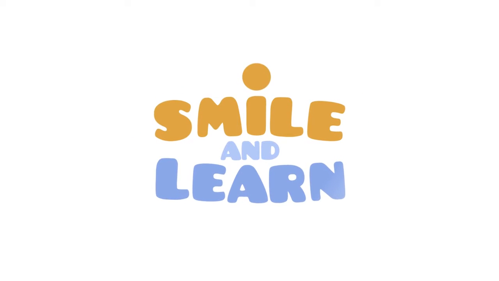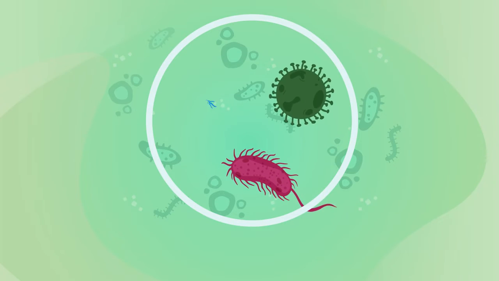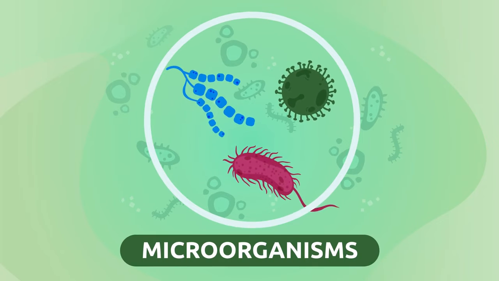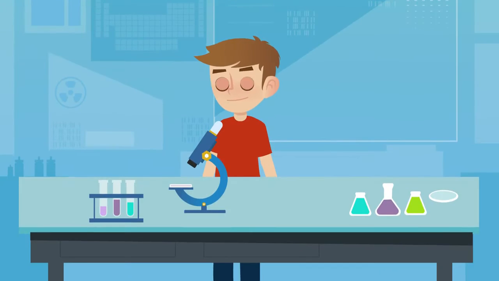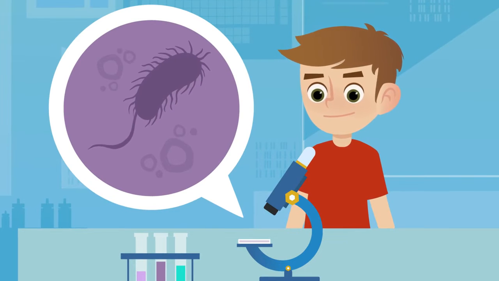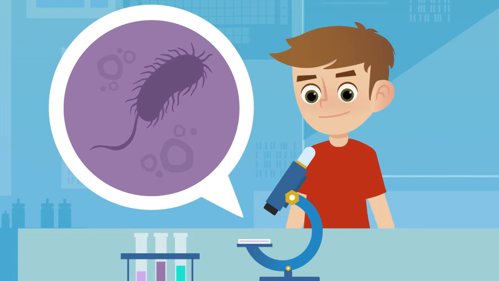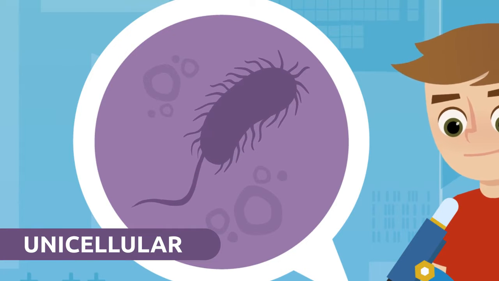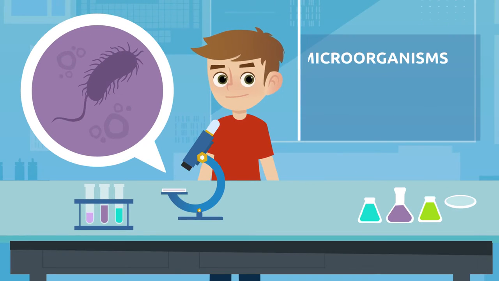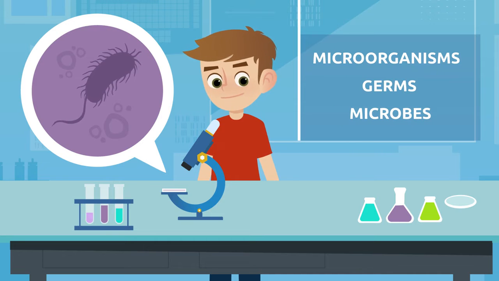Smile and learn! Do you know what microorganisms are and how many types of them are there? Let's learn everything about them! There are organisms that consist of one single cell called unicellular organisms. These organisms are very small. That's why we call them microorganisms. You may also know them by other names like germs or microbes.